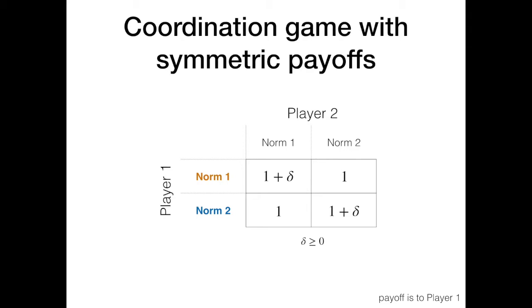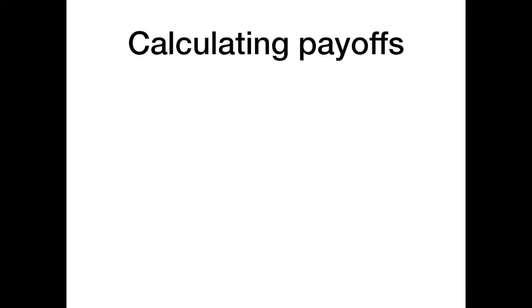So here, this is a symmetric coordination game in which coordination on norms always yields a benefit delta over non-coordination. So without any loss of generality, the baseline payoff is set to 1. So delta is basically the bonus for coordinating. Let's talk about payoffs. Individuals in this model have many interactions with members of their communities during which they accumulate payoffs.